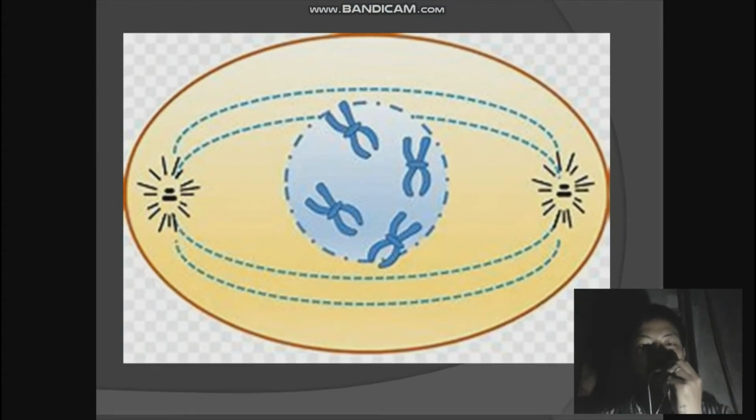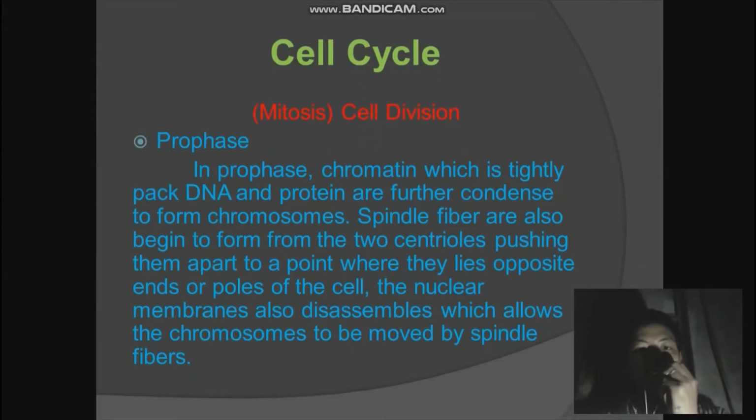First is the prophase. The chromatin, which is tightly packed DNA and protein, is further condensed to form chromosomes. Spindle fibers also begin to form from the two centrioles, pushing them apart to a point where they lie at opposite ends or poles of the cell. The nuclear membrane also disassembles, which allows the chromosomes to be moved by spindle fibers.